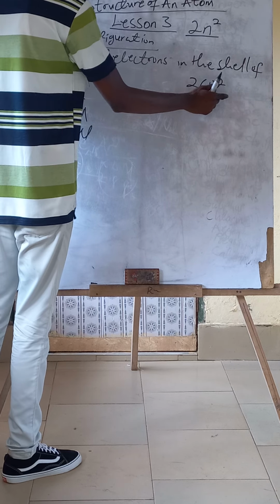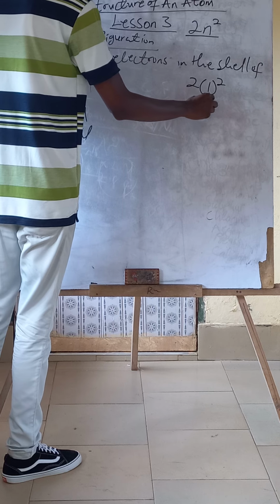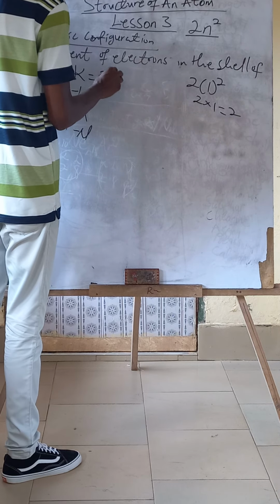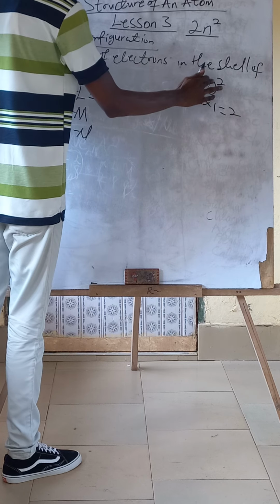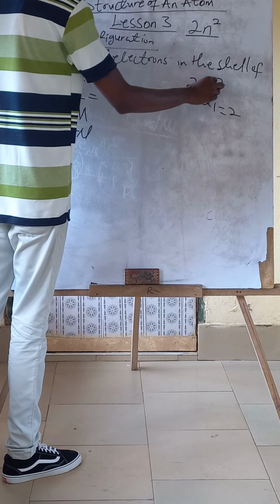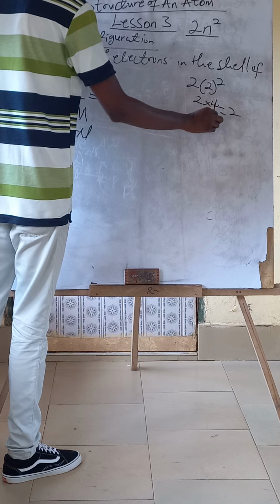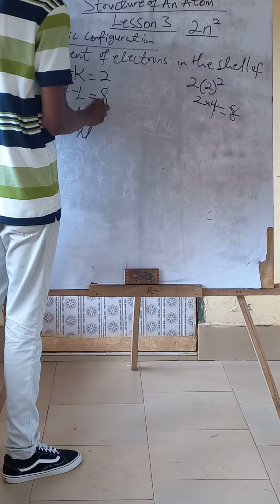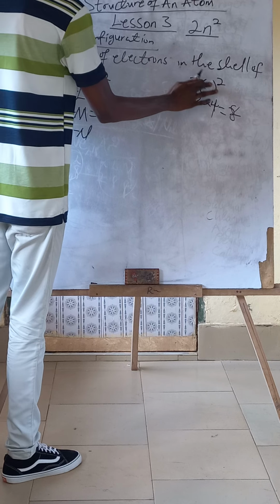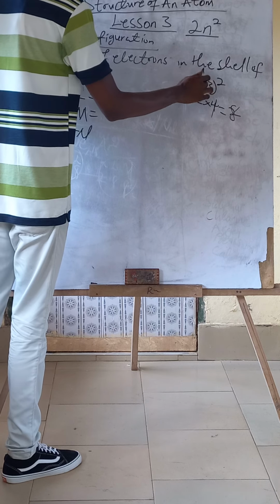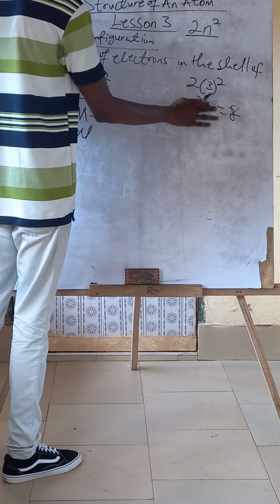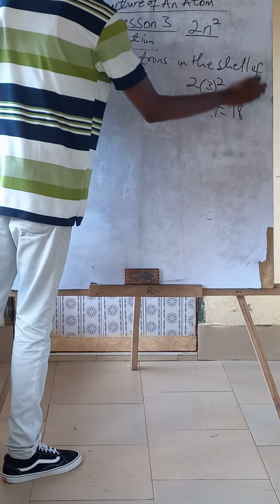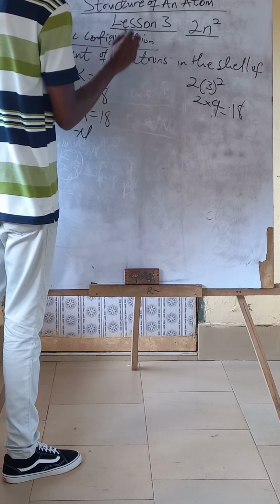So K is 1. So you solve this one first. 1 squared is 1. So 2 times 1 will give you 2. So the K shell takes a maximum of 2 electrons. You insert 2 here. 2 squared will give you 4. So 4 times 2 will be 8. The L shell takes a maximum of 8. We have 3 here. 3 squared is 9 times 2, 18. So the M shell takes a maximum of 18 electrons.